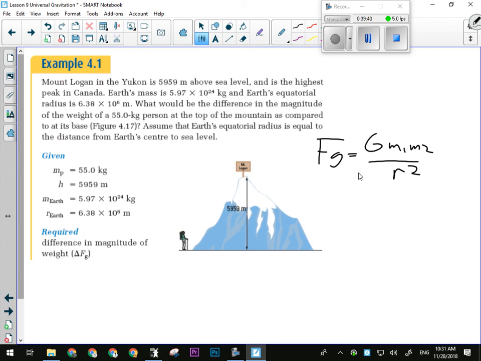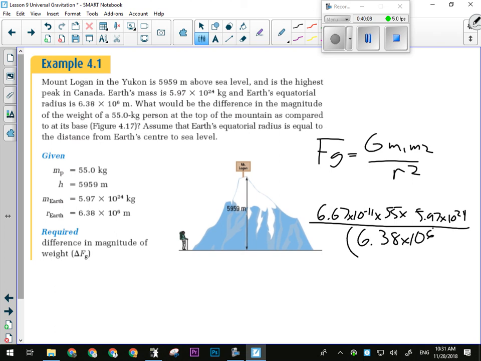Okay, so in our first calculation, we'll have 6.67 times 10 to the minus 11. If we're using their numbers, which are different than what's on your sheet, the mass of the person is 55, then the mass of the Earth, they have 9.7, but it's 5.98 times 10 to the 24. Then we divide that by the Earth's radius, which they also have as a different number than ours. We'll use ours except for this question. So we do that calculation, we're going to get a number. In the second calculation, we simply add 5,959 meters to that number and do it again.